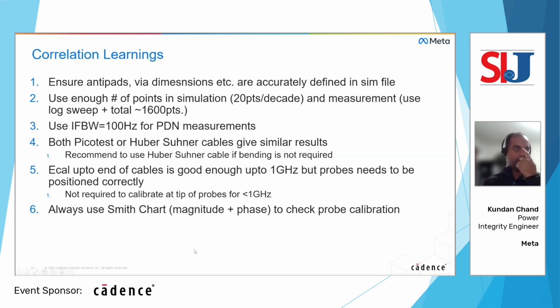And finally, we realized always using a Smith chart to include both magnitude and phase helped us to position the probe properly before even starting the measurement, so that both signal and ground pins of the probe are touching the dot at the same time. So these are some of the learnings which helped us in starting out with our measurements and helped to do the correlation.